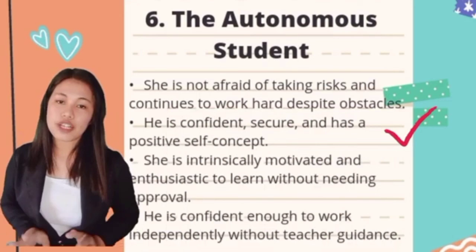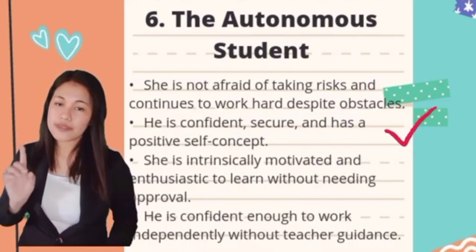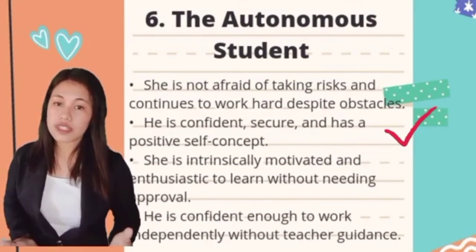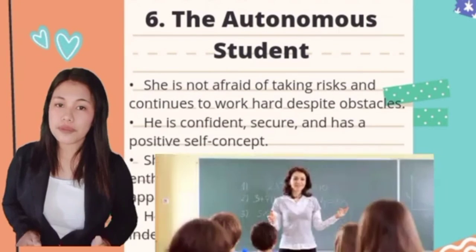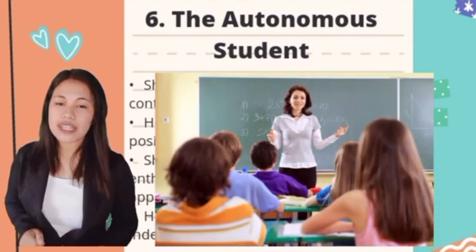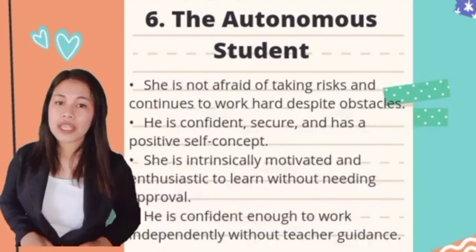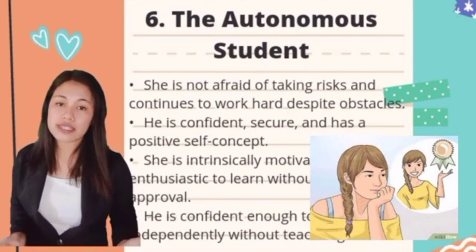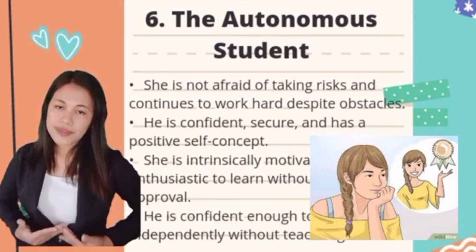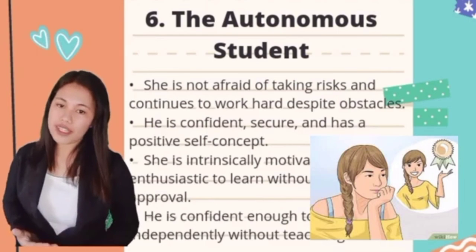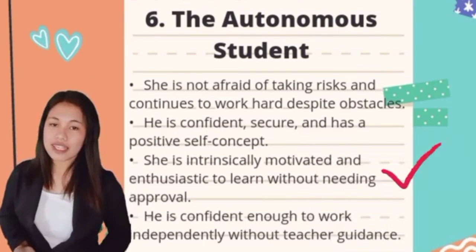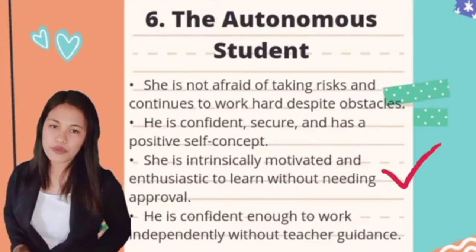Second, he is confident, secure, and has a positive self-concept. It means, despite the obstacles, learners, as autonomous, are still confident and have a positive outlook. Perhaps they believe if you stay positive, new opportunities and chances will prevail, but the negative will fade on your way. 3. He is intrinsically motivated and enthusiastic to learn without needing approval.